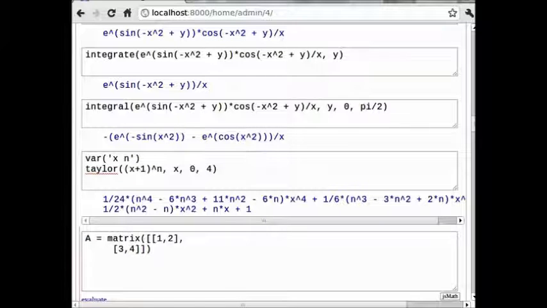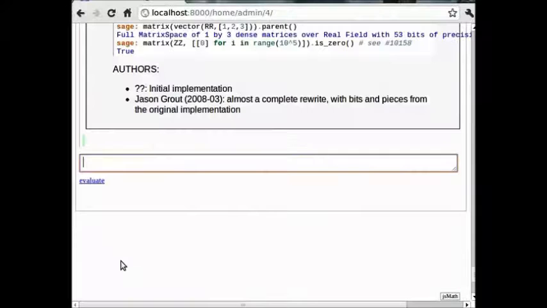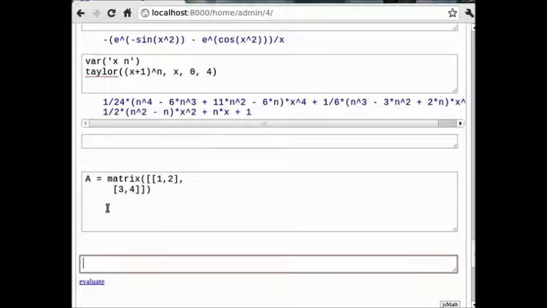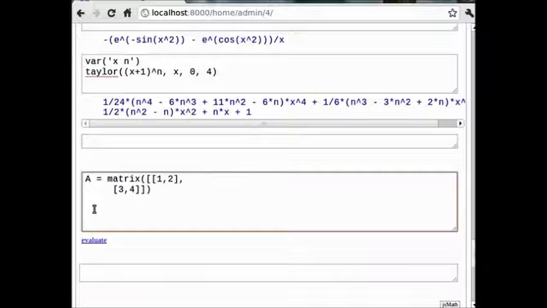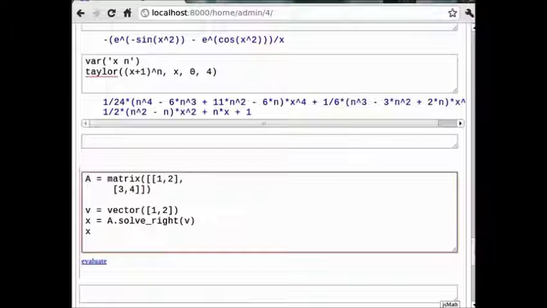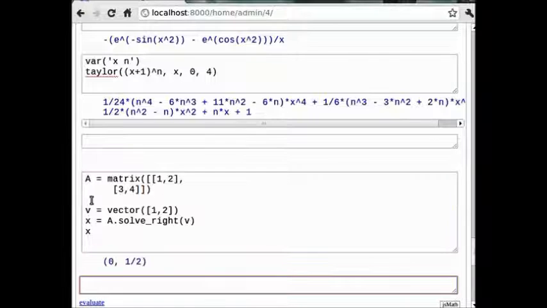Then you have to type x. To solve an equation xA = V, we simply say x = A.solve_left(V).